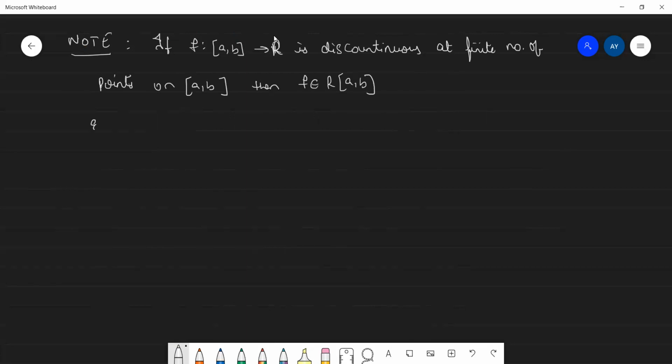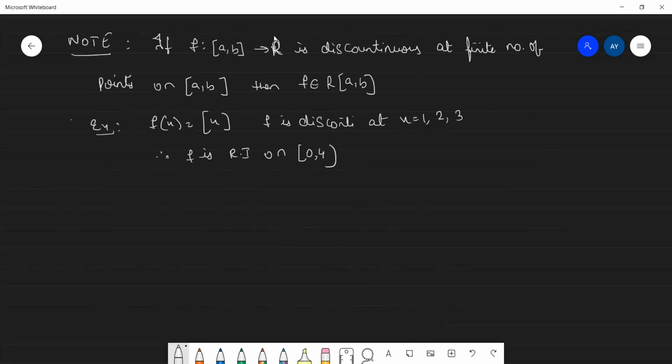For example, f of x equals the closed interval x, then f is discontinuous at x equals 1, 2, 3. Therefore f is Riemann integrable on [0, 4]. This example shows whether it is continuous or discontinuous.